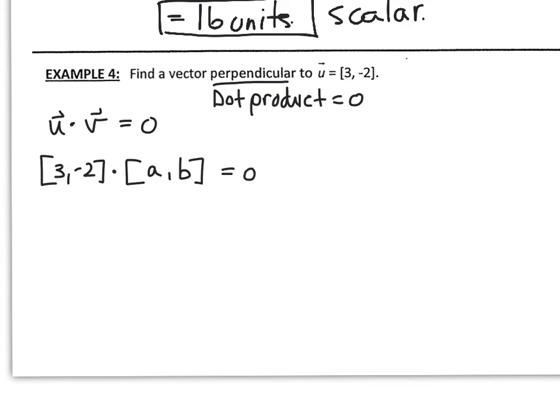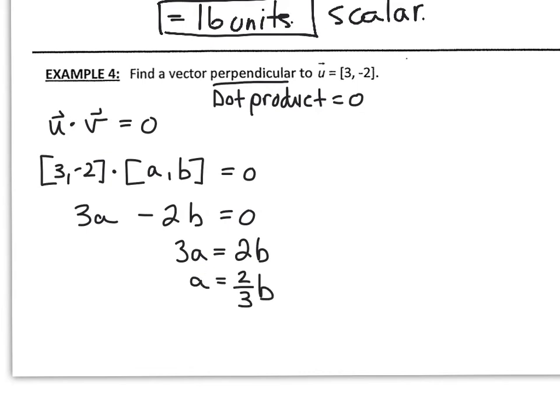Now we can rearrange this. We can work with this and do the dot product with it first. So 3 times a, and then -2 times b will give us the -2b, is equal to 0. The 3a will equal 2b, and my a value then is equal to 2/3 of b.